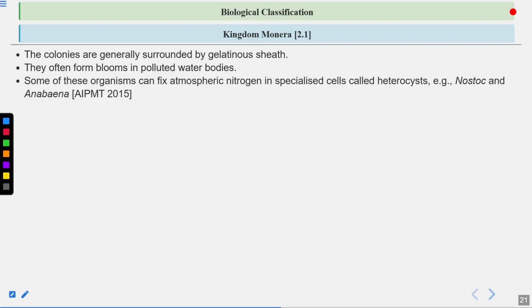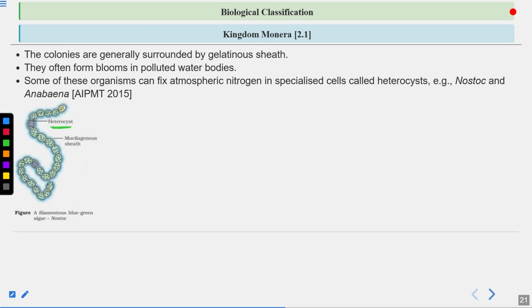Now, some of these organisms can fix atmospheric nitrogen in specialized cells called heterocyst. Again, you can get a question from here. Heterocysts are specialized cells which are involved in the fixation of atmospheric nitrogen. Examples are Nostoc and Anabaena. Question has come from here. Here you can see a heterocyst present in the filamentous blue-green algae, which is Nostoc. So you should remember the example also. Nostoc is blue-green algae and they consist of specialized cells known as heterocyst.